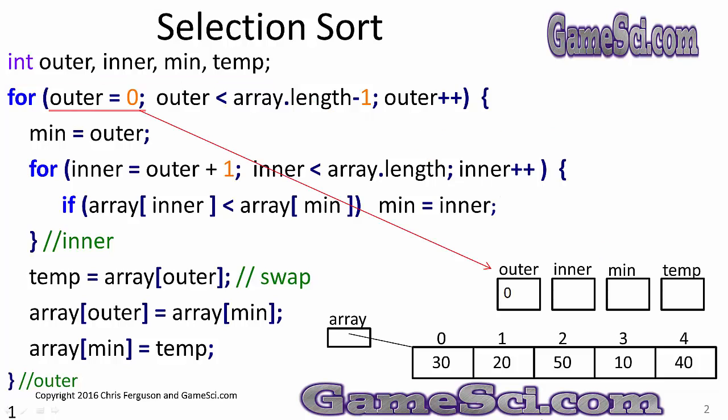Starting the outer loop, we'll begin at position 0, or the beginning of the array. This will be our target position. The goal is to move the smallest number we can find to the outer index or subscript. We'll look at outer less than array.length minus 1. This is the true-false statement that's going to control whether we stay in the loop. 0 less than 4 is clearly a true statement right now. We are obviously going to go in and execute the body of the loop.